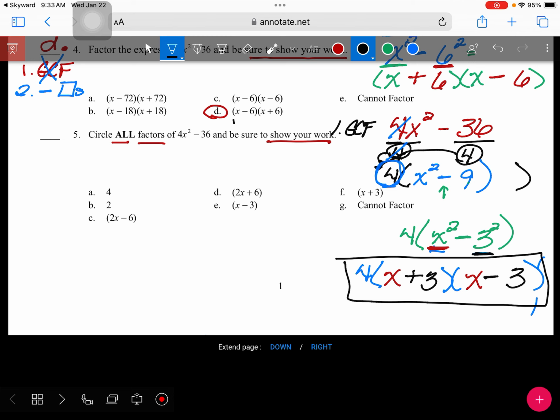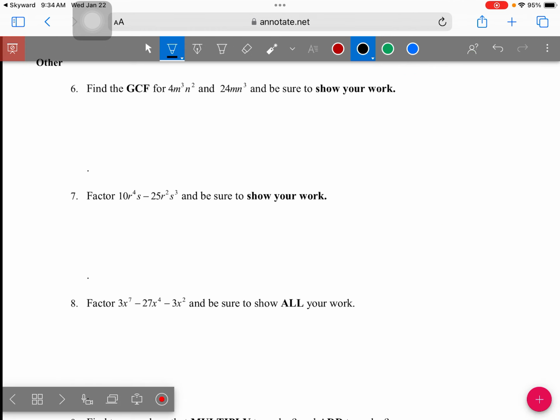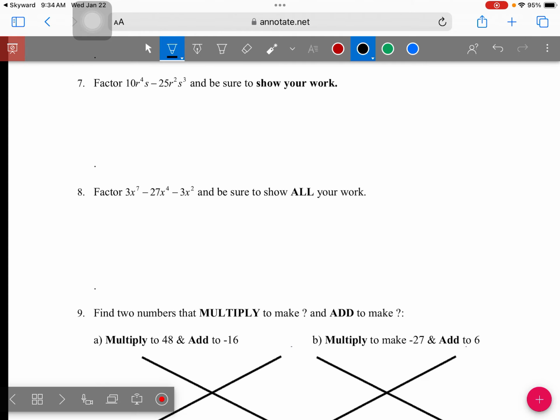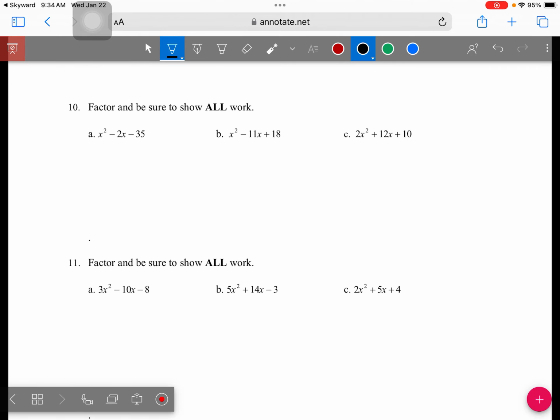Now, it says to circle all the factors. Is 4 a factor? Yes, it was from the beginning. X plus 3, that's letter F. And x minus 3 is letter E. So I need to write A, E, and F all over here for my answers. All 3 are factors. Questions about that?